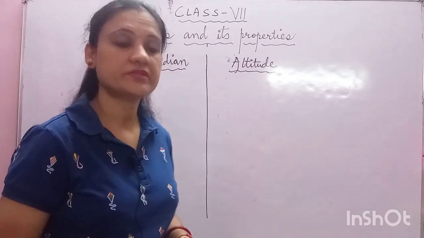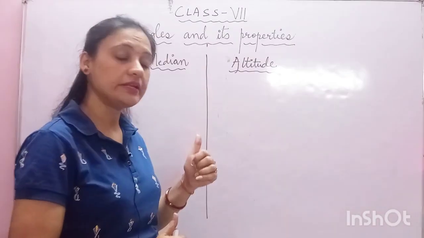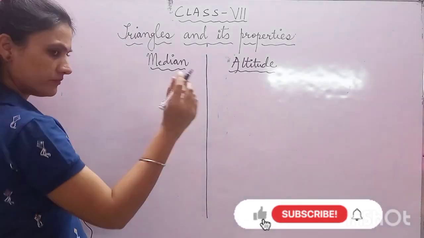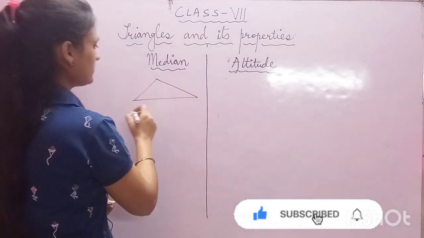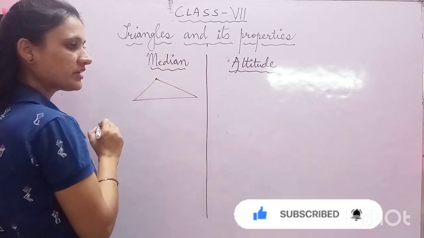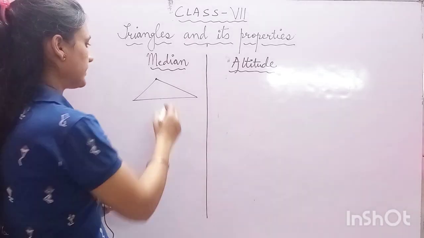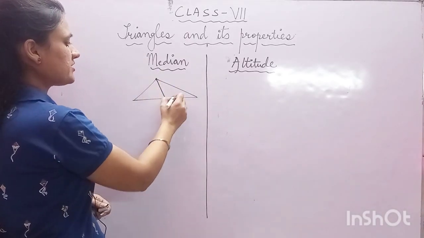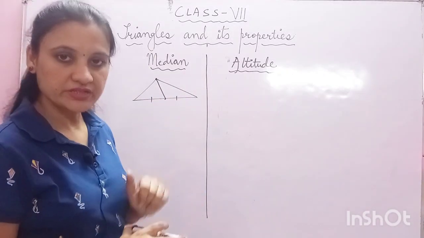Now the next concept is of median and altitude. This is given in your NCERT and really important to understand. So what is the median? First I'll draw the figure and then I'll explain you what is the median. So median is a line segment which is joining the vertex of a triangle and the midpoint of the line segment opposite to that vertex, like this. So midpoint means this median divides the opposite side into two equal halves. This is called median, right?